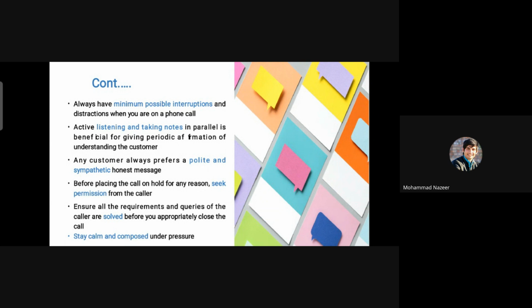Apart from that, whenever we are dealing with any customer, the customer always prefers a polite, sympathetic, honest message. We cannot blab on anything. We cannot use any offensive language, which is being recorded. Maximum times, whenever we are making a telephonic conversation, you are aware that calls are sometimes recorded whenever business calls are there, isn't it? So that is also required.